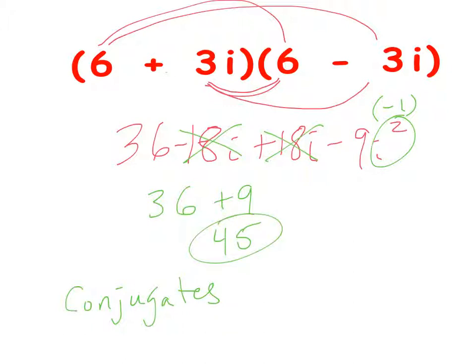So the property that you need to know about conjugates is that they will always cancel the imaginary parts out. Conjugate complex numbers multiplied give you a real number. There is no imaginary part when you multiply conjugates.